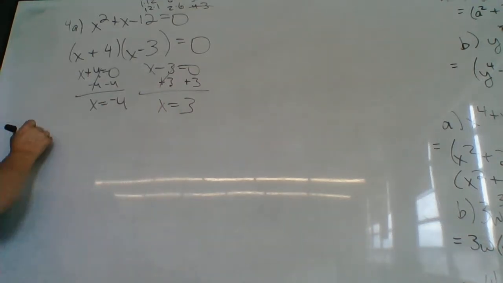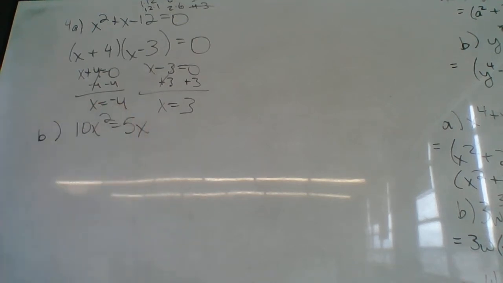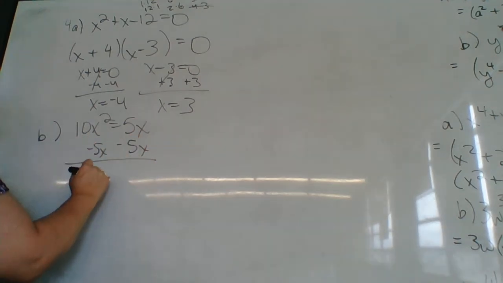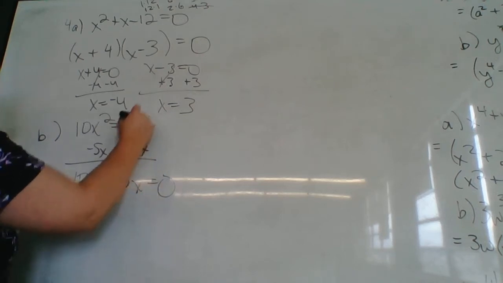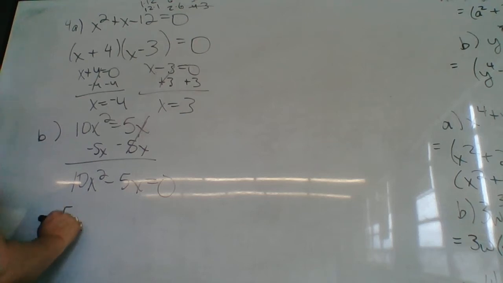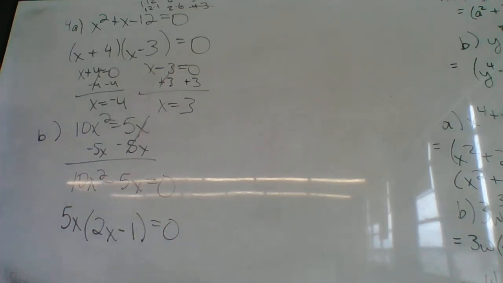Let's try the next one. 10x squared equals 5x. A couple different ways you could probably do that. I want it to get equal to 0, so I'm going to subtract 5x. 10x squared minus 5x equals 0. What do these two have in common? Well, they have a 5x. Divide by 5x, you have 2x, minus 5x divided by 5x is 1. Let's make sure it's right. I multiply 10x squared, multiply negative 5x.